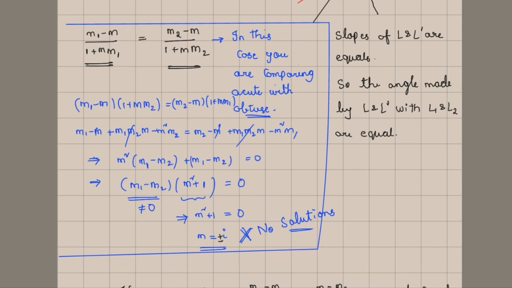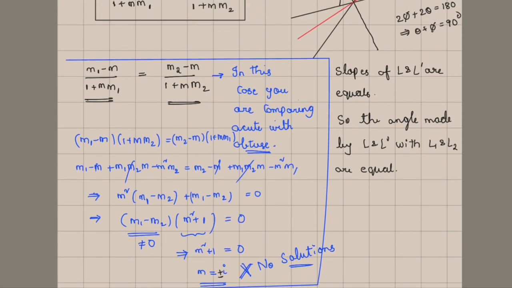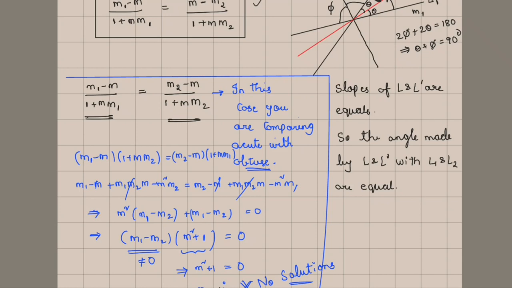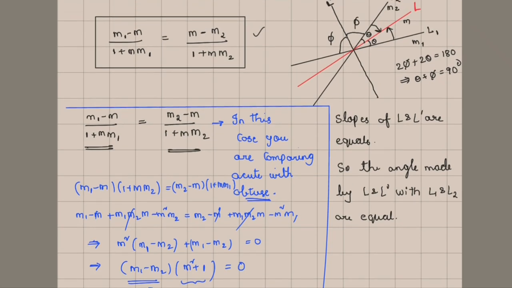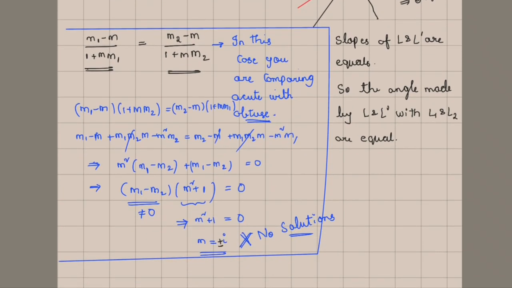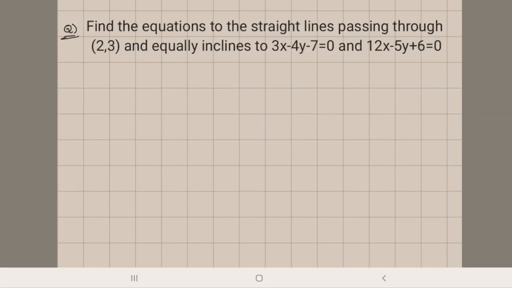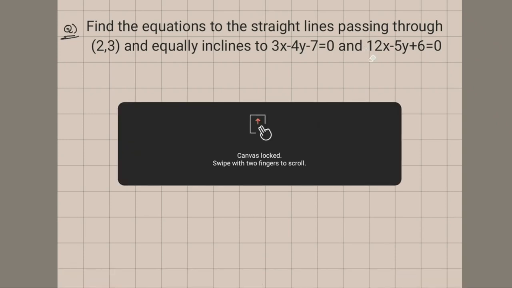So we can't have a line such that the acute angle and obtuse angle made by this line with the other two lines are equal. Let's do a small problem. The question is, find the equations of the straight lines passing through (2, 3) and equally inclined to these two lines: 3x minus 4y minus 7 equals 0 and 12x minus 5y plus 6 equals 0.